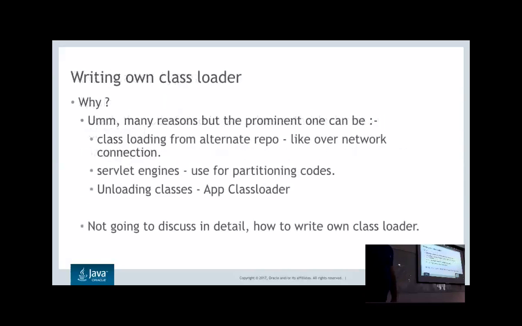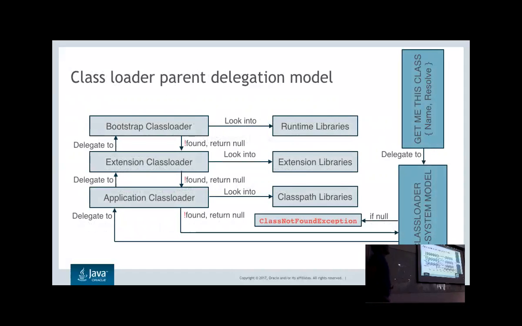Before going further, I will show you the class loader parent delegation model. Has anyone heard of the class loader delegation model? How the class loader delegates? Okay, good. So what happens is that when you say get me the class, you are telling the VM to find a class for you. It delegates to the class loader subsystem module, which delegates to the app class loader, the application class loader. And the hierarchy we follow in the class loader is that we keep delegating until the parent is reached. So the application class loader delegates to the extension class loader, and it delegates to the bootstrap class loader, right?